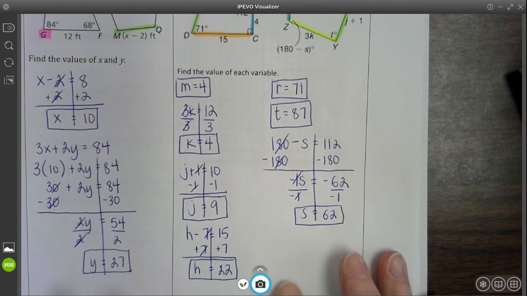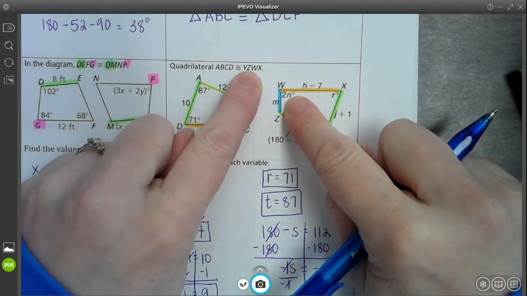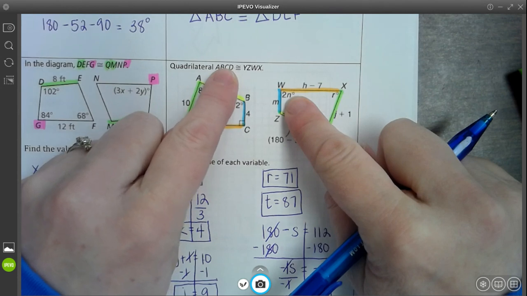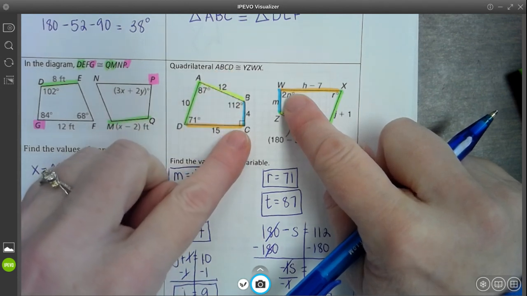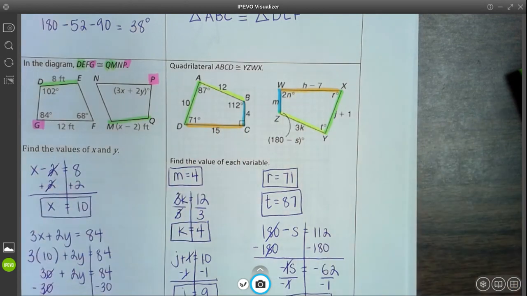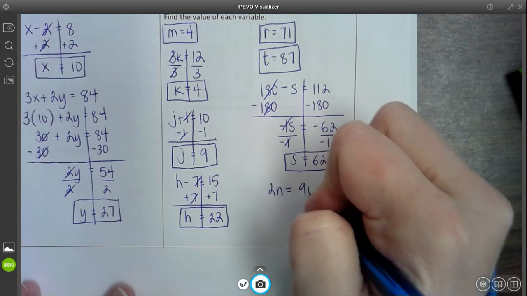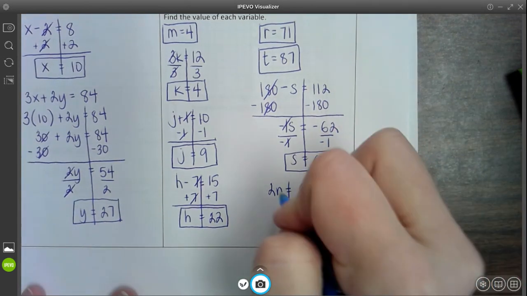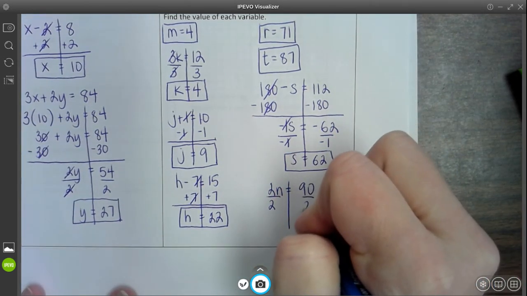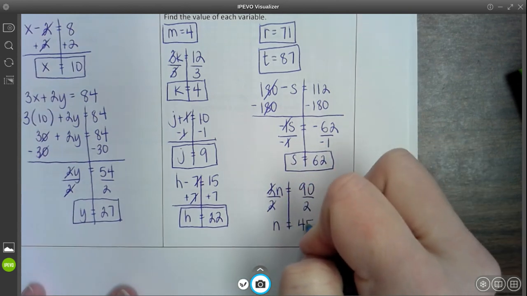Okay, that leaves us with the last one. 2N is in angle W. W is the third letter. Third letter here is C. So these two are the same, W and C. Of course, this means a 90-degree angle. So I'm going to write 2N equals 90. And to solve this one for N, I'm going to divide by 2 on both sides. And that's going to give me N equals 45.